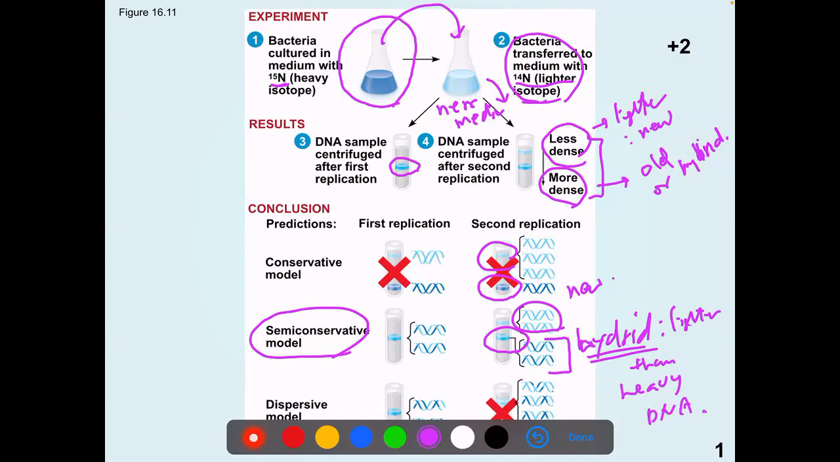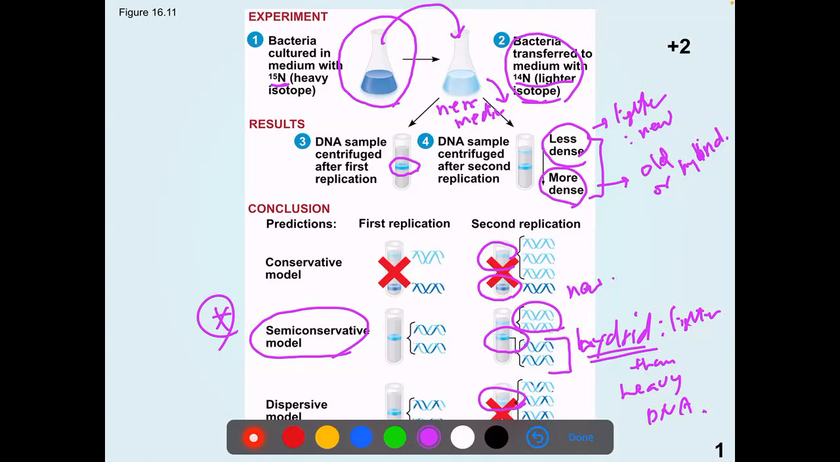And how about the dispersive model? The dispersive model is that they will be chopped up and evenly distributed. So you will have only one band, which is the hybrid, evenly mixed. So the result was that what they found was the semi-conservative model. The semi-conservative model was the one supported by Meselson and Stahl's experiment.